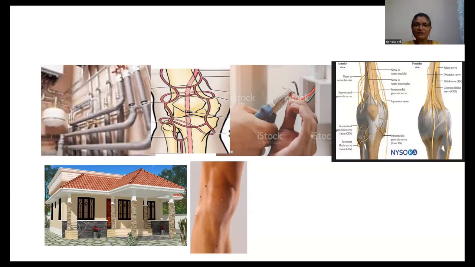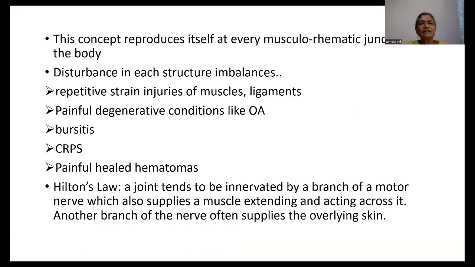Okay, moving on from the picture of the beautiful house and well-toned knee. What we have to understand is that the concept reproduces itself at every musculo-rheumatic junction of the body, and disturbance in each structure imbalances this equilibrium. And thus we have the various problems of chronic pain, repetitive strain injuries of muscles and ligaments, painful degenerative conditions like osteoarthritis, bursitis, complex regional pain syndrome, painful healed hematomas. So is there some rule that connects all these dots?